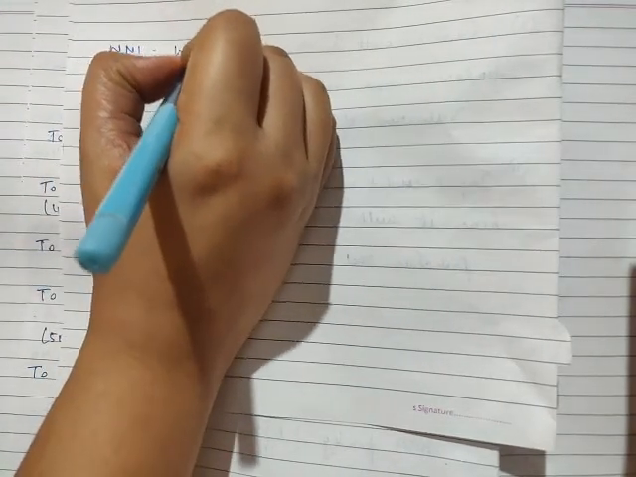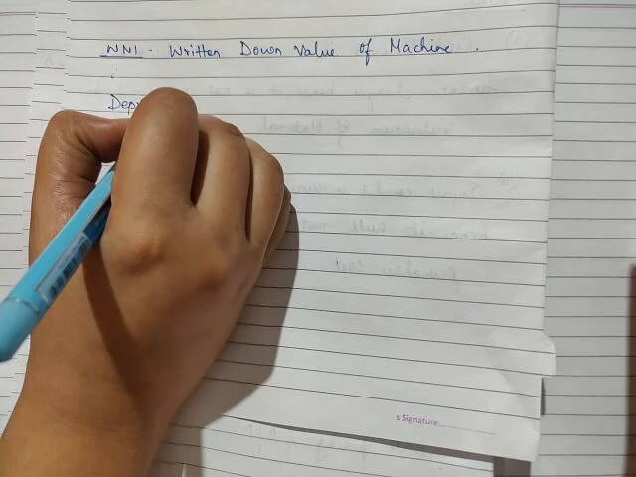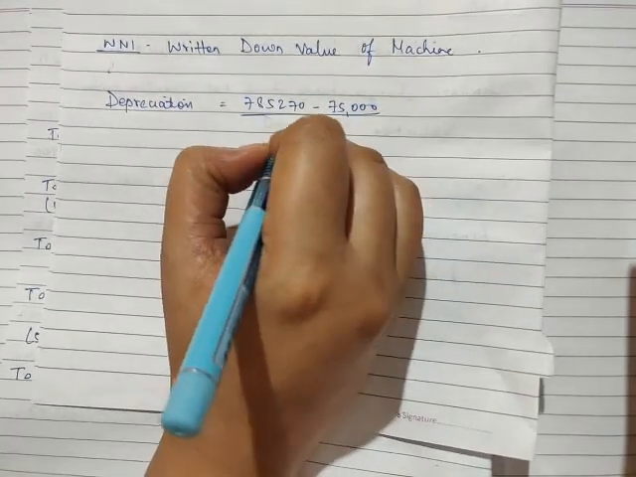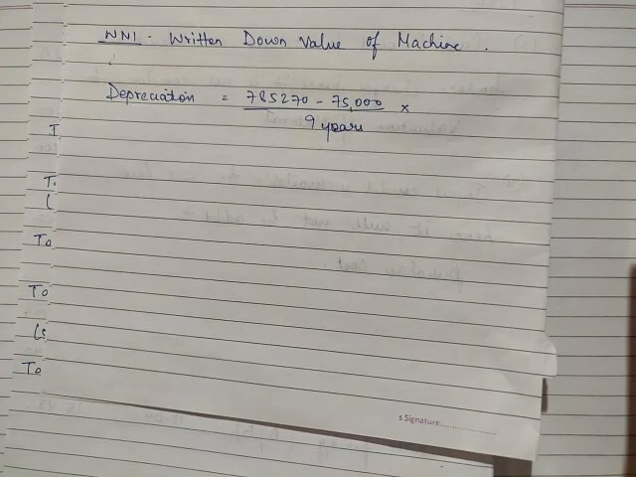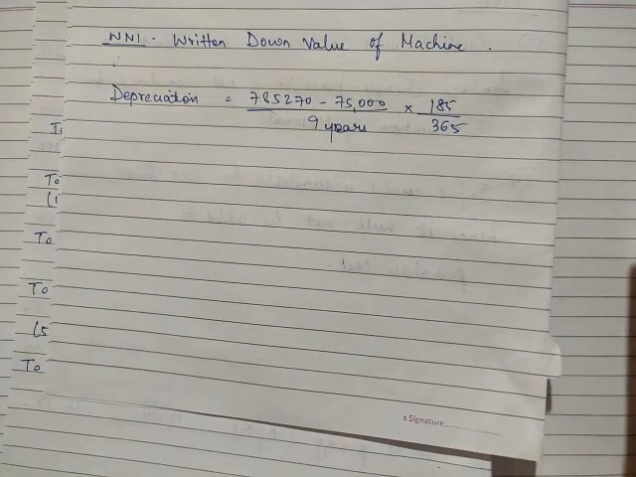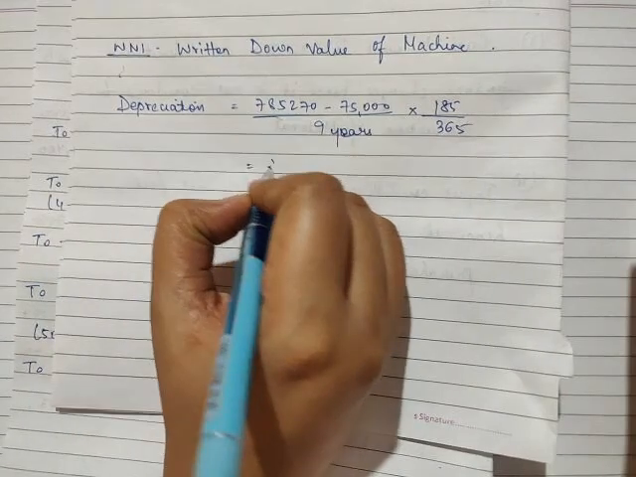Working note 1, the written down value of the machine. The depreciation will be the cost of the machine, that is 7,85,270, minus the scrap value, which is 75,000, divided by 9 years, into, as it is given in the question that the machinery was on site for only 185 days, the depreciation will be charged proportionately. Therefore, 185 divided by 365. So we get 7,85,270 minus 75,000 divided by 9 into 185 divided by 365, which amounts to 40,000 rupees.